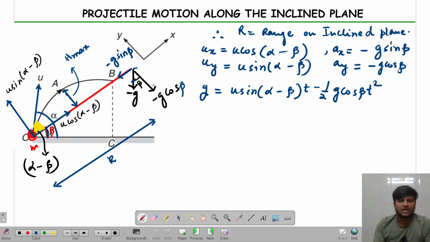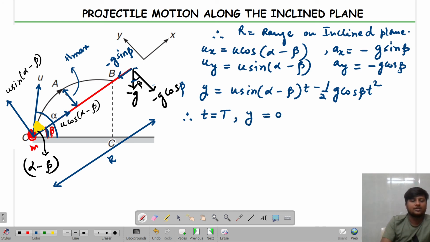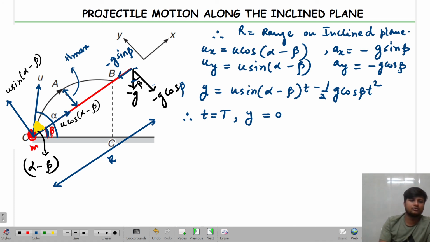Okay. Now, as you know the y equation, can you calculate the time of flight? If I consider a small t to be equal to the time of flight, what will happen? Your vertical displacement, y, is going to be 0, because this is the ground level of the projectile on the inclined plane, and here it is hitting. So from O to B, this y displacement is 0. So therefore, time of flight is going to be how much?